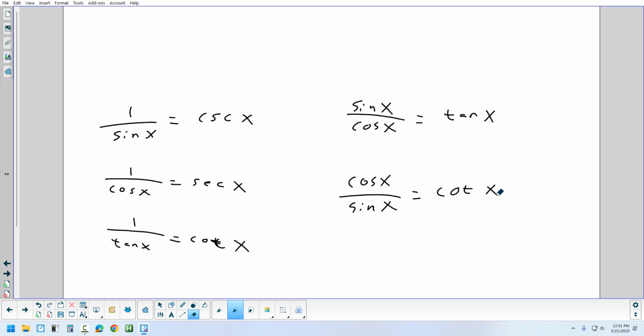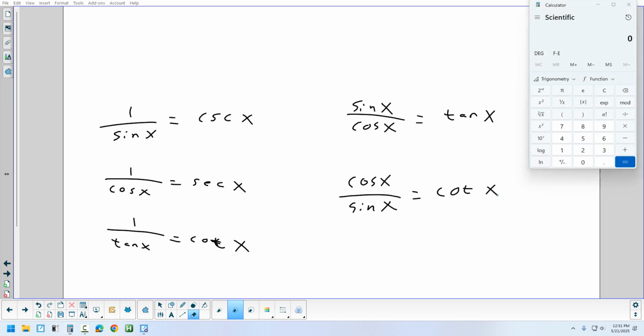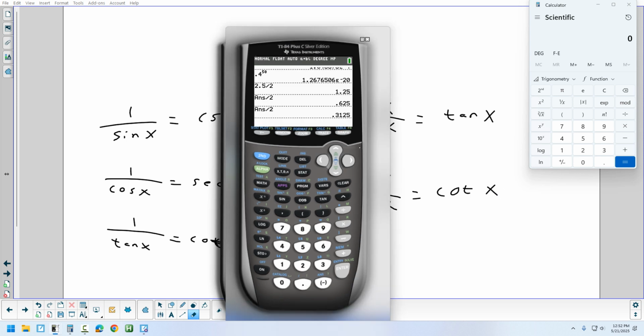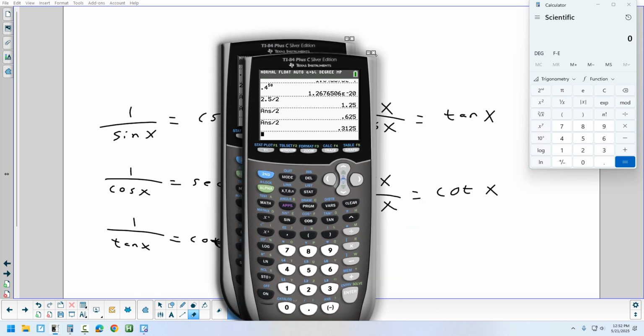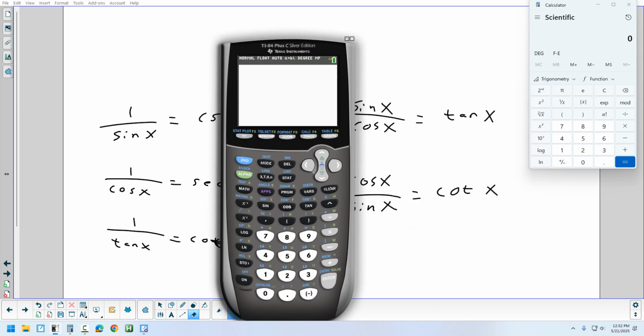Okay. Let's pick a number. Okay, any number. 77. So I'm going to take the sine of 77, and I'm going to square it, and I'm going to add the cosine of 77, and I'm going to square it. I'm going to hit enter. I get 1.